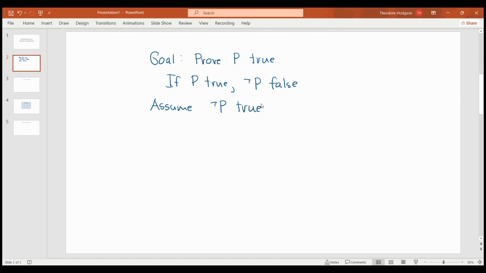Now, you know P is true. So this assumption cannot be right. If P is true, its negation cannot also be true. So this assumption is going to lead us astray. It's going to lead us to a logical contradiction.